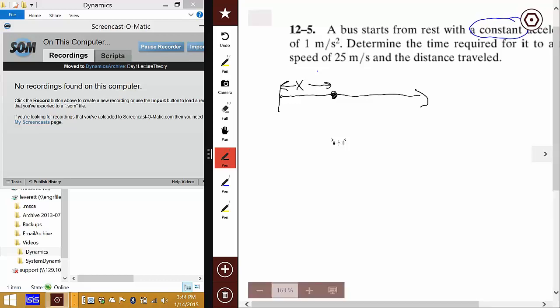They are telling me that the velocity starts from rest. That means his velocity is 0. There's no change in position. He starts with a velocity of 0 at a location of the origin.